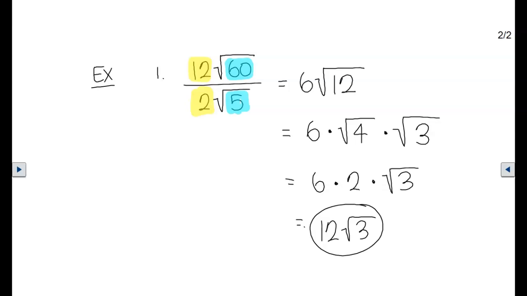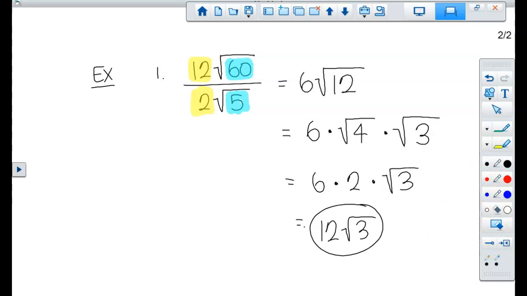So we divide the outsides. 12 divided by 2 is 6. We divide the inside. 60 divided by 5 is 12. And then we simplify this square root just like we have from the beginning. Final answer is 12 square roots of 3.